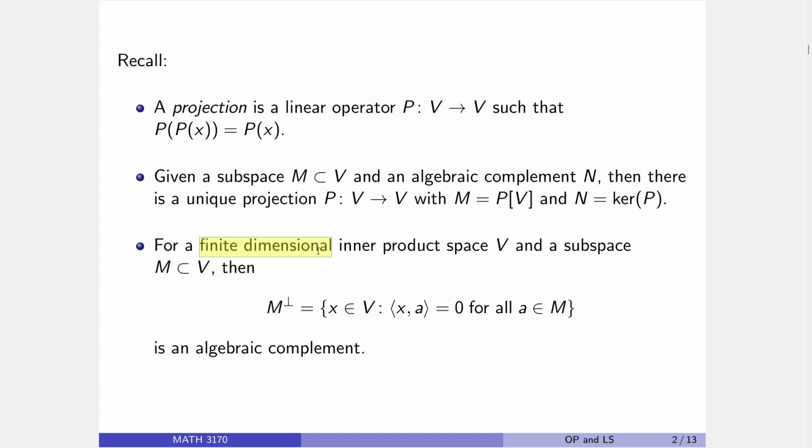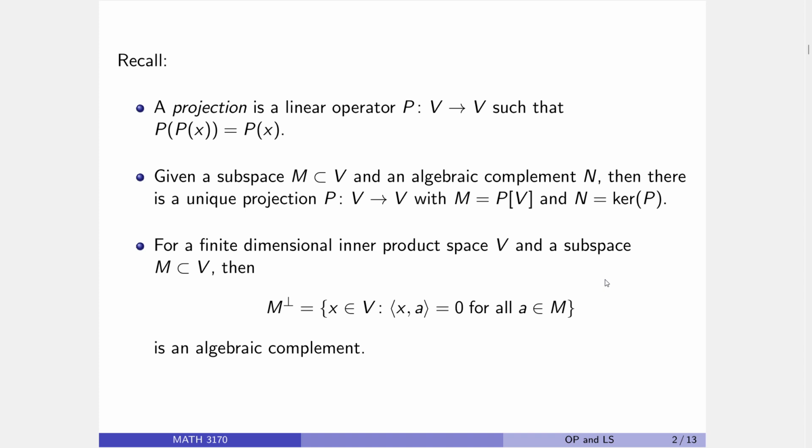In fact, in an infinite dimensional inner product space, M perp does not need to be an algebraic complement, unfortunately. We try to do things in general, but we primarily care about the finite case, and this only works in finite dimensions. In the infinite dimensional case, you can skirt around this by requiring the subspace M to be closed, which always happens in the finite case.